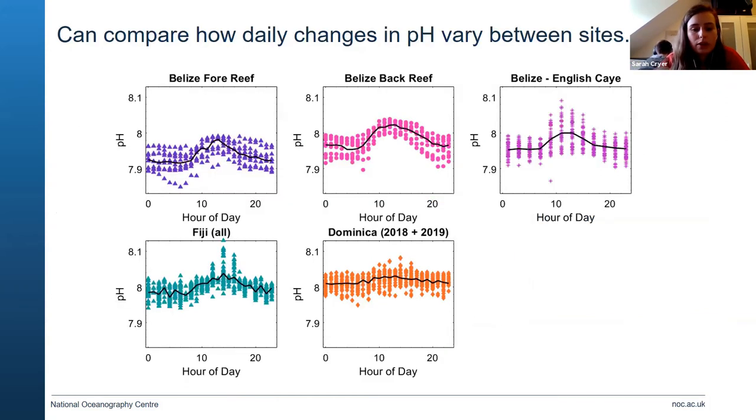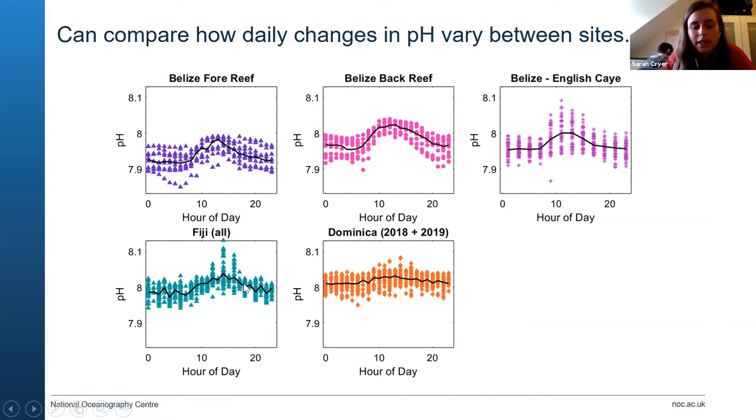As you remember earlier, I showed this diel cycle in pH at the five different sites. And you can see that the amplitude or the range of the median pH, so this black line, which takes away the outliers, varies between the five sites. So Belize has a larger range than Dominica or Fiji.